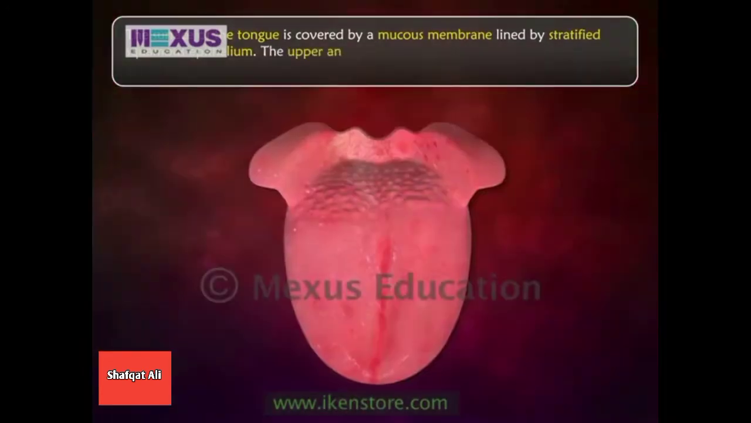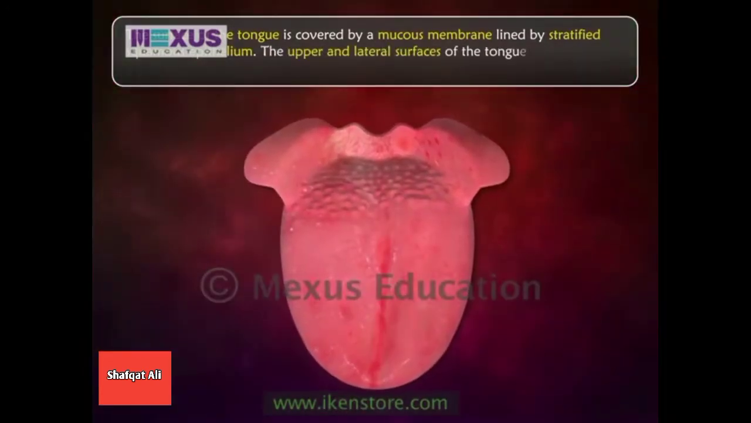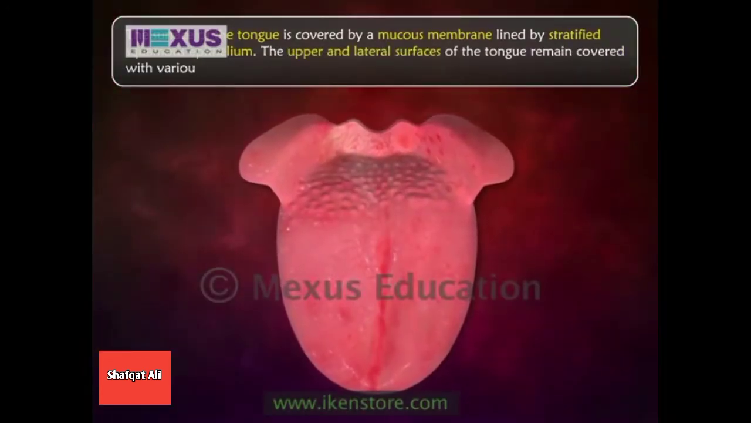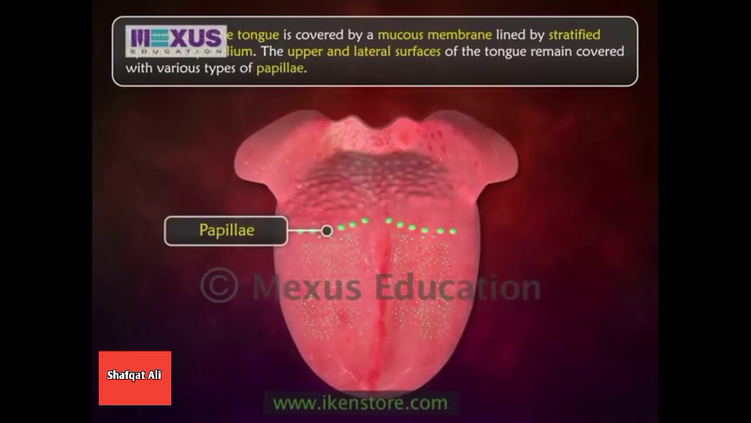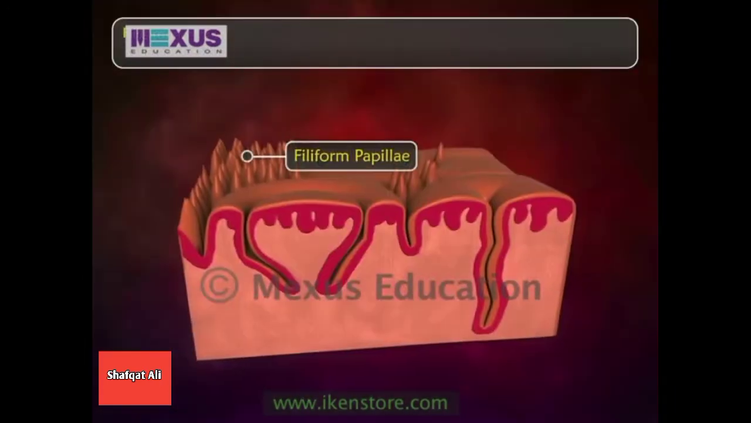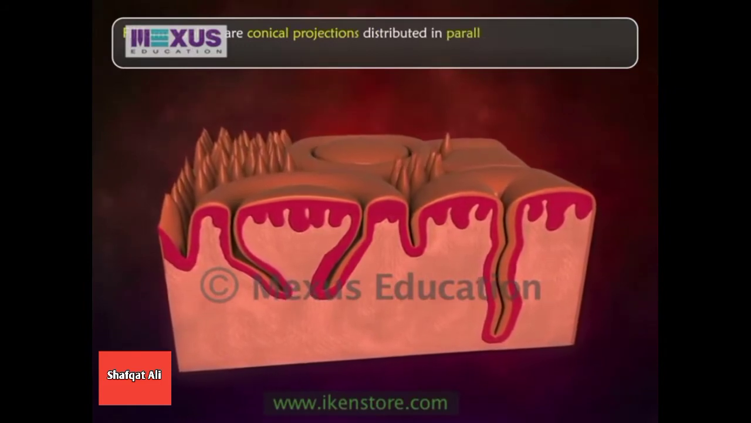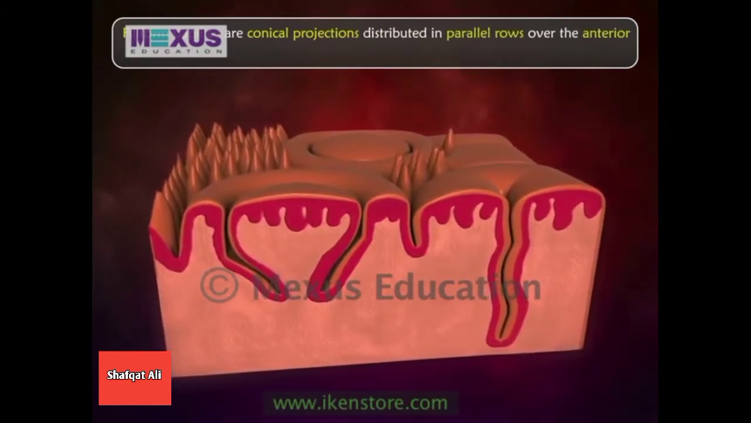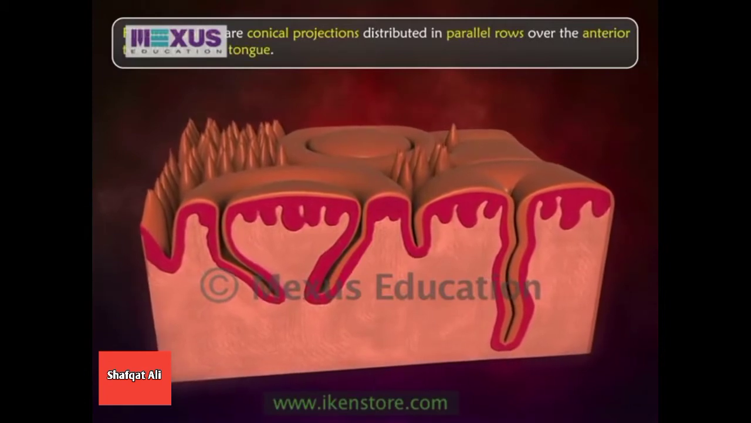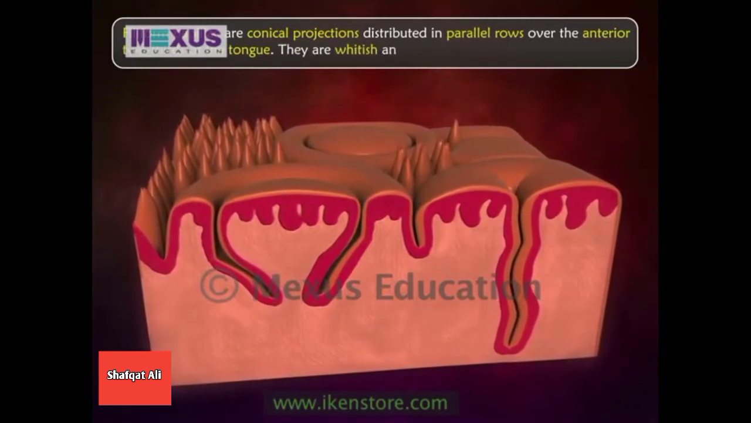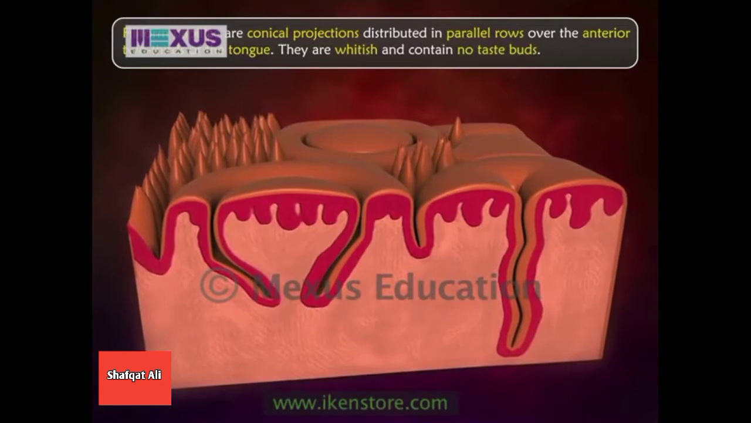The upper and lateral surfaces of the tongue remain covered with various types of papillae. Filiform papillae are conical projections distributed in parallel rows over the anterior two-thirds of the tongue. They are whitish and contain no taste buds.